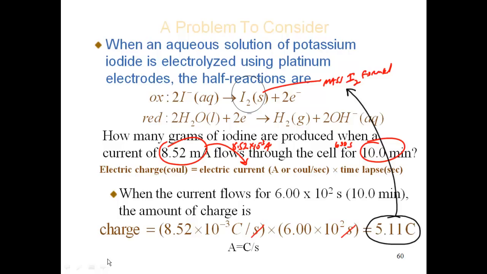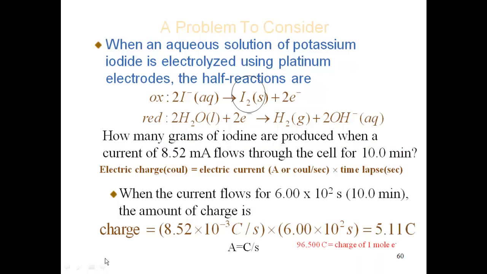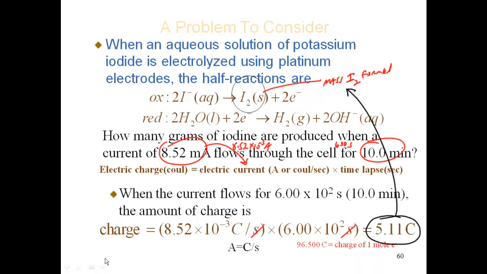I wanted you to remember that there's 96,500 coulombs for every 1 mole of electrons. Every one mole of electrons carries that charge. This conversion factor allows us to go from coulombs to moles of electrons. And once I'm in moles of electrons, there's a relationship between my substance and the number of moles of electrons being generated.